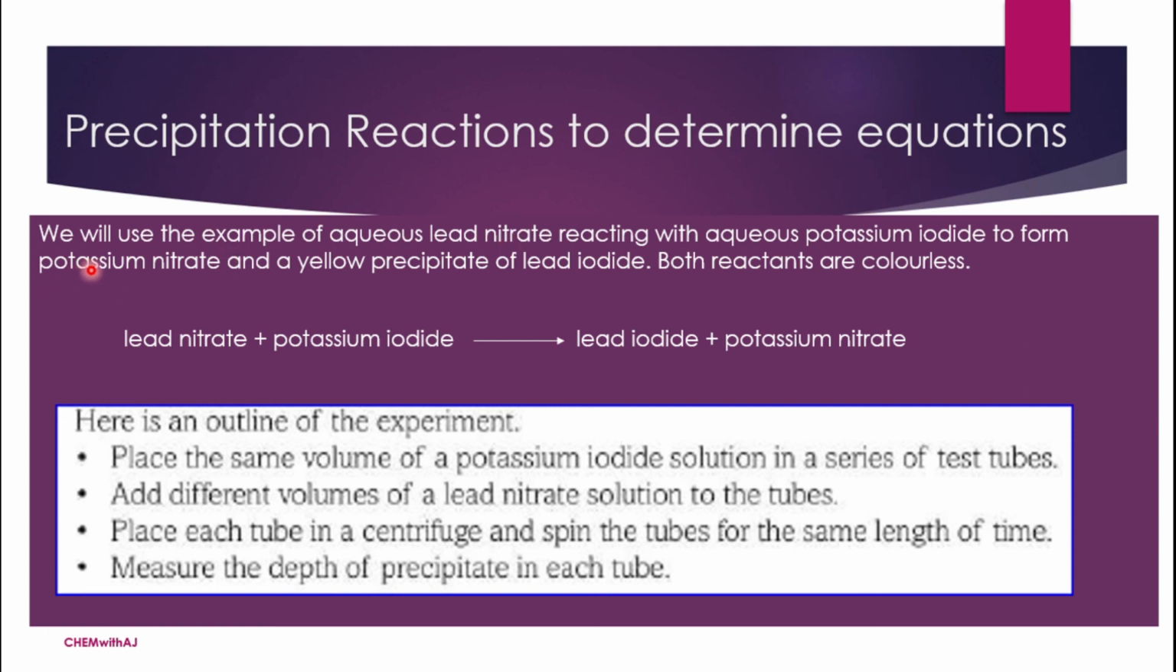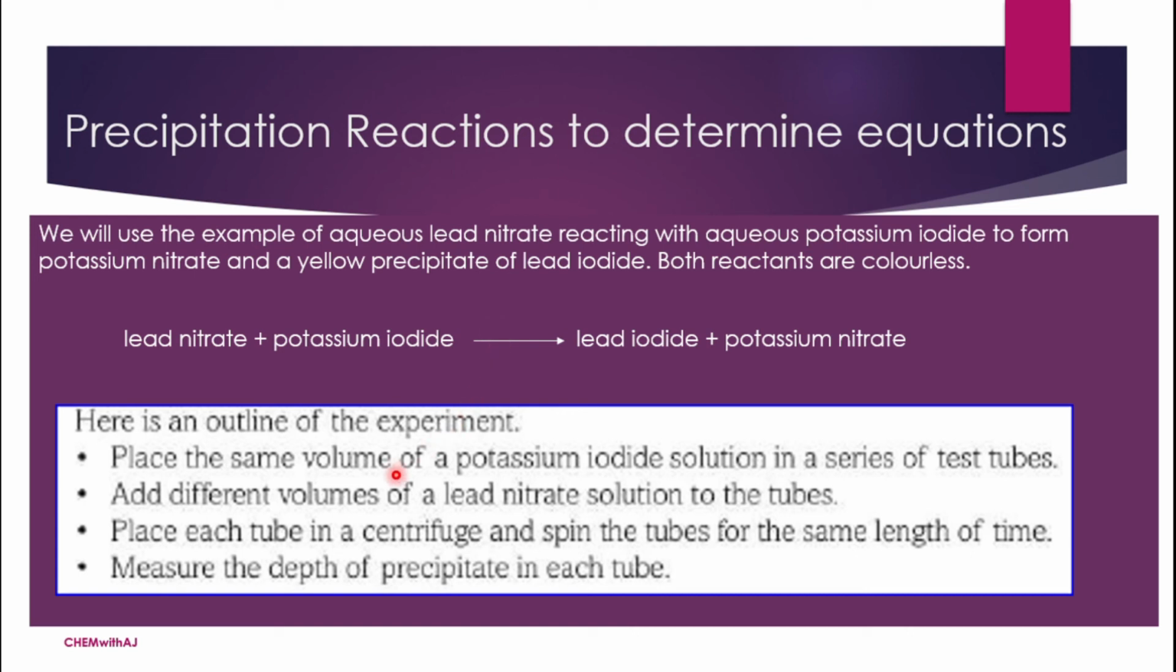We will use the example of lead nitrate reacting with potassium iodide to form potassium nitrate and a yellow precipitate of lead iodide. So the precipitate we are forming is lead iodide. Both the reactants, lead nitrate and potassium iodide, are colorless. What we are going to do is place identical volumes of potassium iodide solution in a series of test tubes. Then we add different volumes of lead nitrate to the tubes.